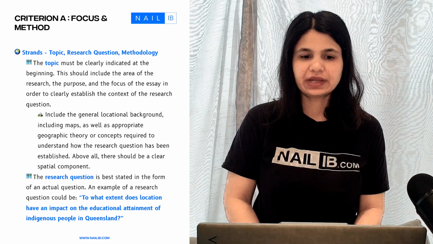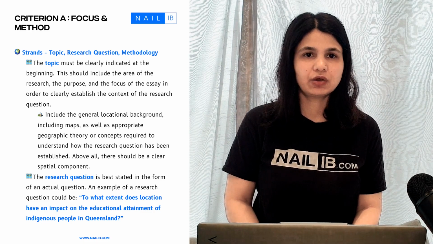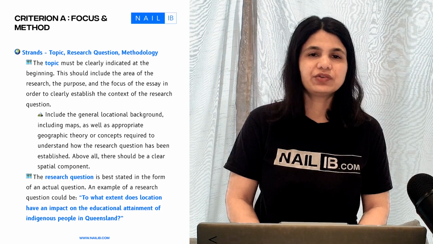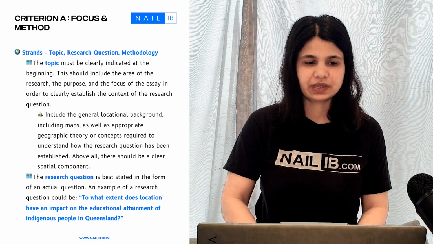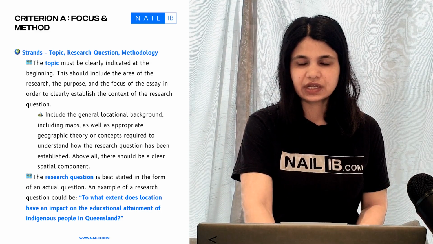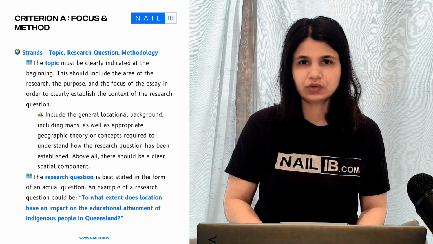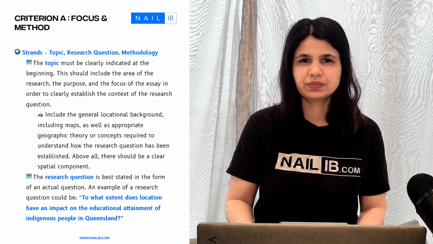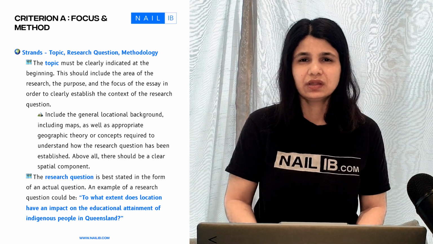So we are going to look at the assessment criteria and how to interpret the assessment criteria so you can write your best extended essay. So let's begin. The first criteria that we have is focus and method. It talks about your topic, research question, and methodology. Those are the segments that we look at.